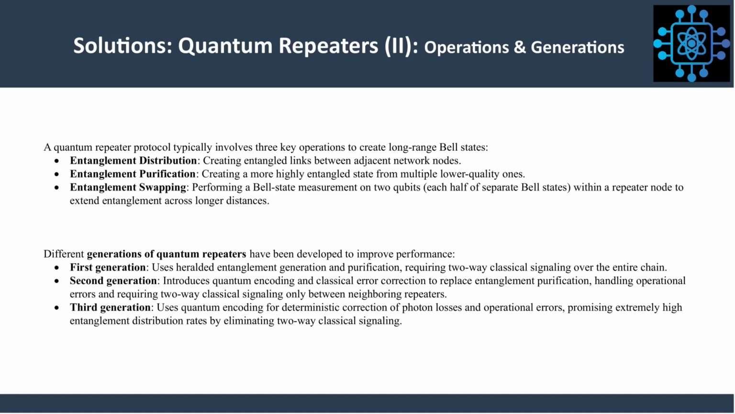Quantum repeaters perform three operations: entanglement distribution, purification, and swapping. First-generation repeaters use heralded entanglement and purification. Second generation introduces quantum encoding and classical error correction. Third generation employs quantum encoding for deterministic correction, enhancing entanglement distribution rates by removing two-way classical signaling. These advancements improve the efficiency and reliability of quantum communication networks.